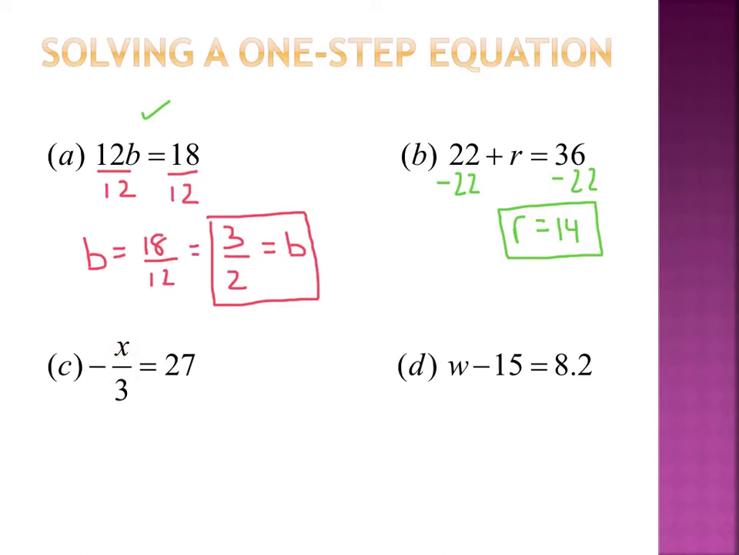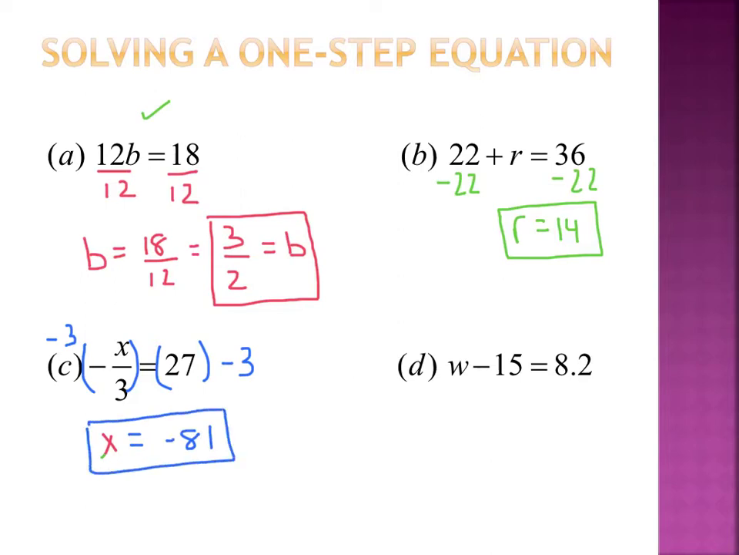For c, I have division going on, so the inverse operation of division is multiplication. So I'm going to multiply each side by something. In order to isolate the x, I'm going to multiply by the reciprocal. The reciprocal of negative 1/3 is negative 3, so I'm going to multiply each side by negative 3, negative because I want to get rid of that negative. So x equals negative 81. And if you plug in negative 81, you will see that that gives me a true statement.